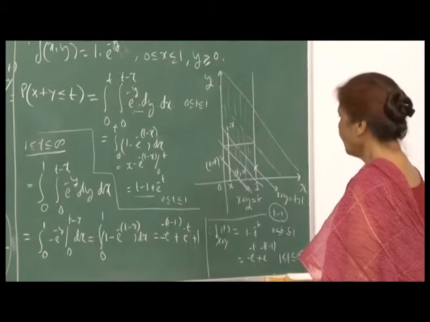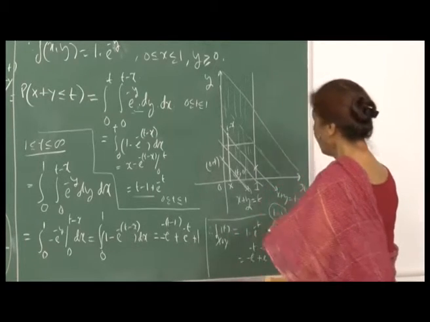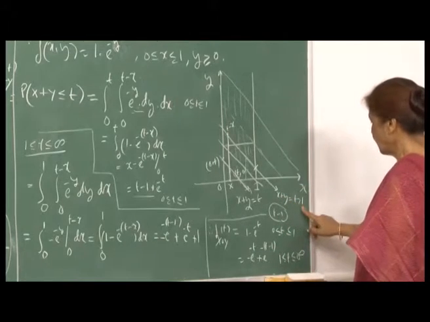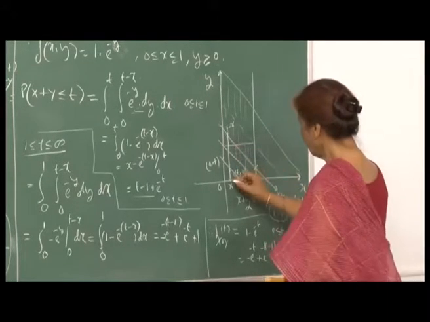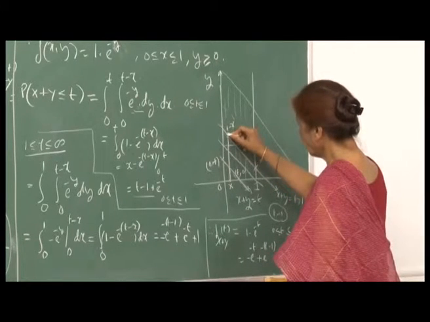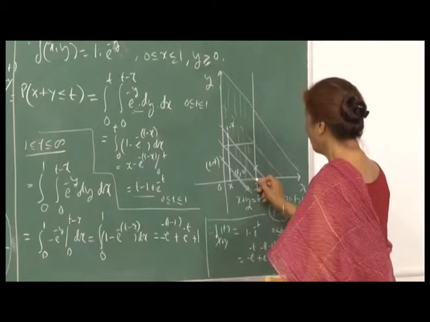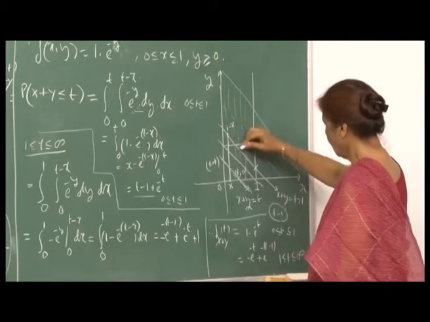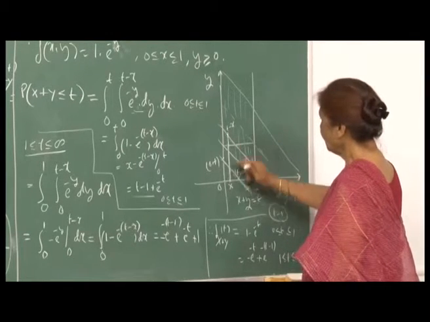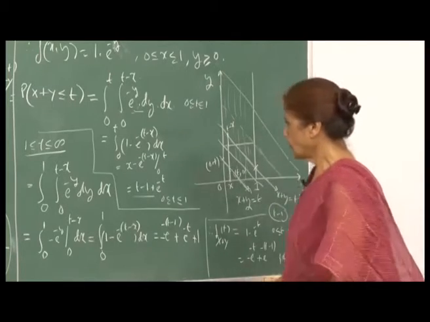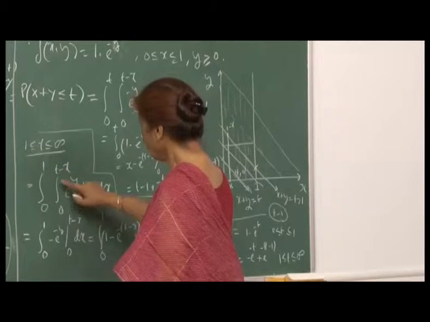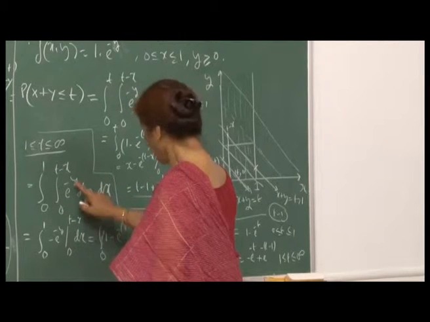Right. Now, for t greater than 1, the line x plus y equal to t is greater than 1. In that case, for a given x, y will vary from 0 to t minus x, and x will vary from 0 to 1, because when you are talking of t greater than 1, x will vary from 0 to 1 and y from 0 to t minus x. Therefore, for t between 1 and infinity, it will be the integral from 0 to 1, 0 to t minus x, of e raised to minus y dy dx.